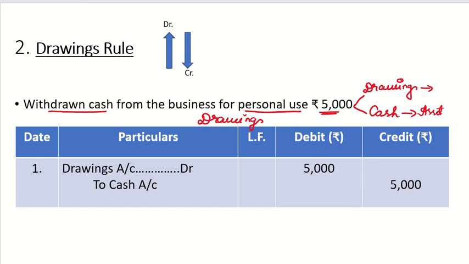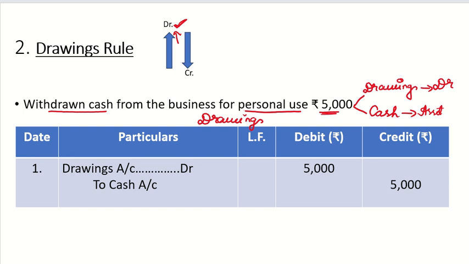Fine. Now we'll see that the cash withdrawn from the business for personal use, that is drawings. So the drawings account will be debited, because here drawings are increasing, because the money is being withdrawn from the business. So when the drawings are increasing, which rule is applied here? For an increase in drawings, we are going to debit the drawings account.